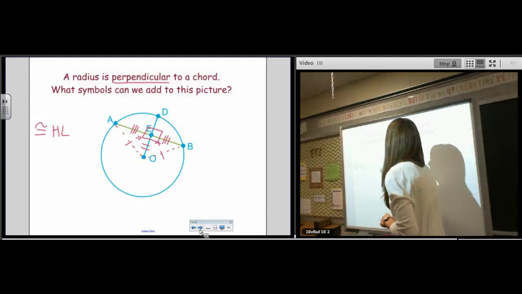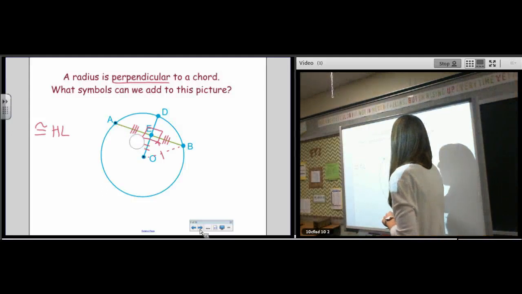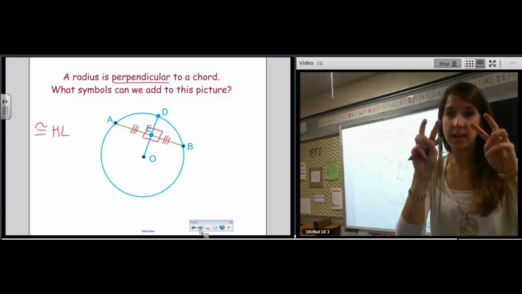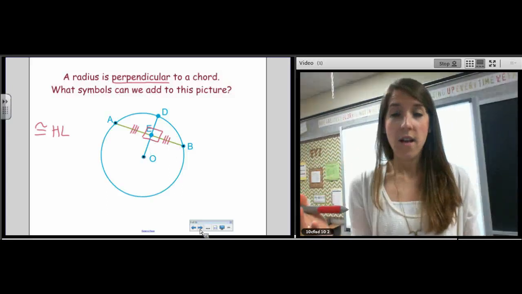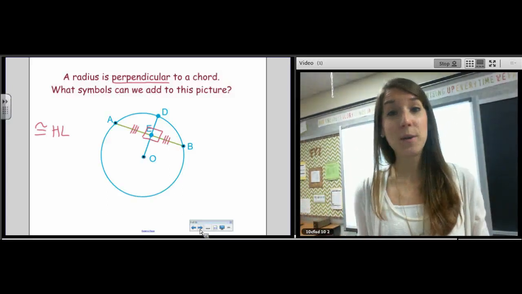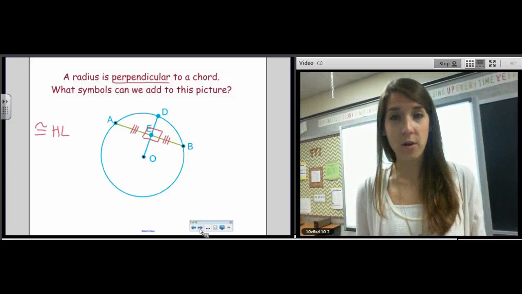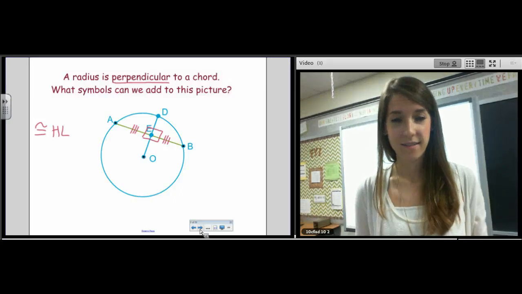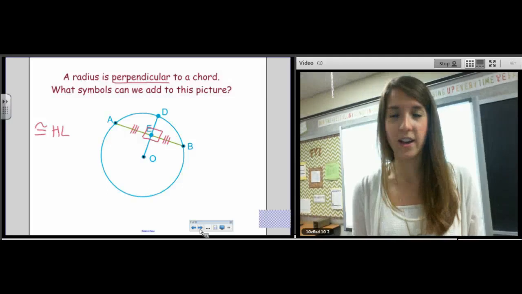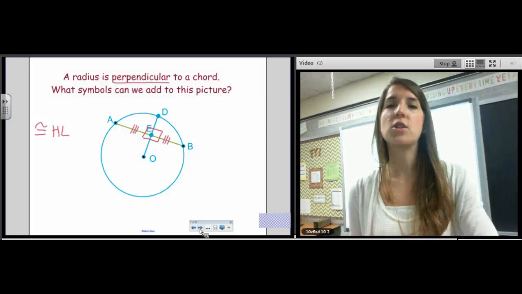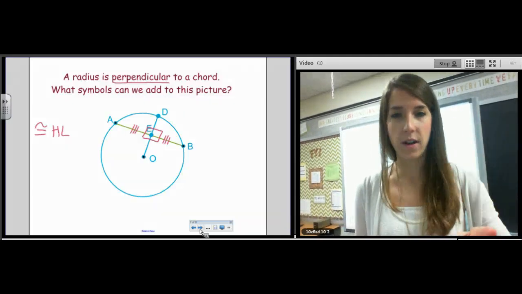So taking all those symbols away that we use to find that, without having to reprove it every time, we know that when a radius is perpendicular to a chord, what does it do to that chord? Very good. If a radius is perpendicular to a chord, it bisects the chord. Very good.